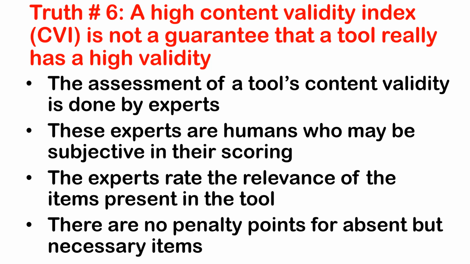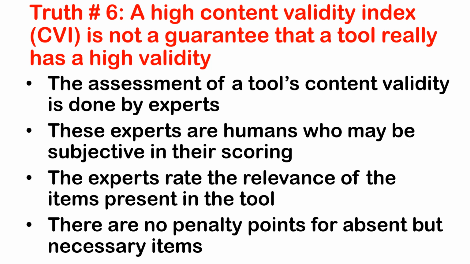The experts rate the relevance of the items present in the tool, but there are no penalty points for absent but necessary items. For example, let's just say that a tool to determine the presence of depression contains items related to depressed mood, decreased pleasure, slowness of thoughts, feelings of worthlessness, decreased ability to concentrate, and recurrent thoughts of death. But it failed to include the physical indicators of depression, which are insomnia or hypersomnia, significant weight loss or weight gain, and fatigue or loss of energy.